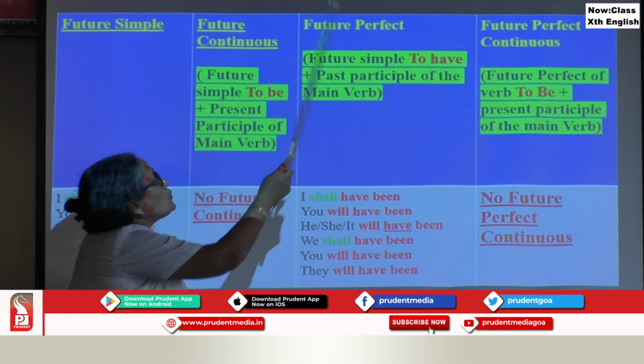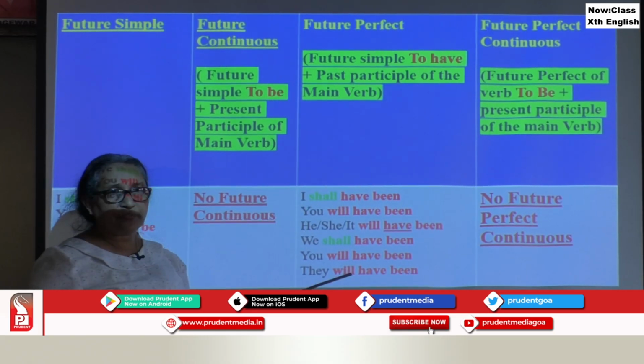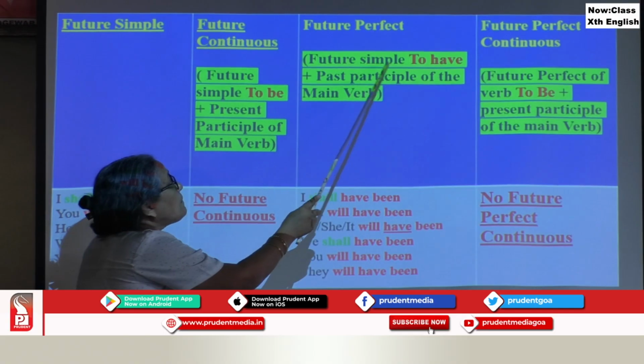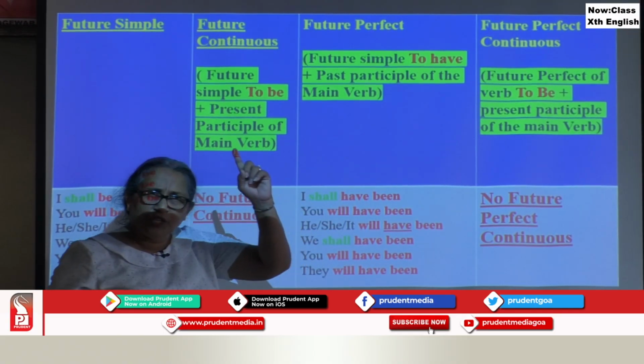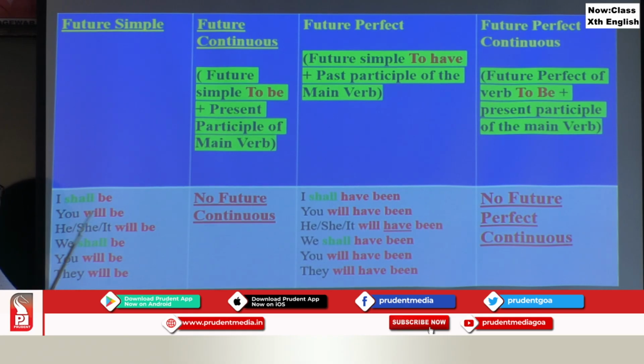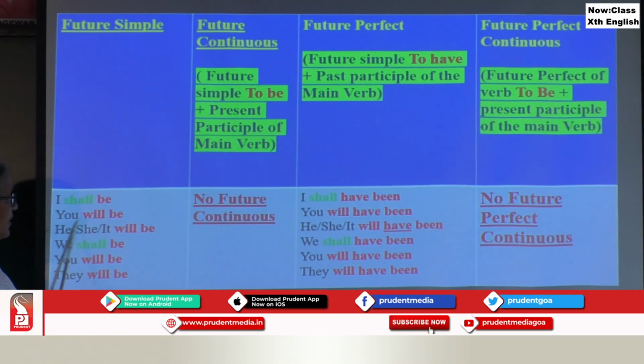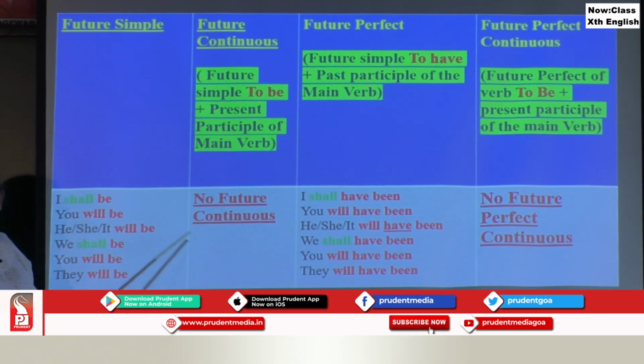Now, what is future perfect? The word perfect tells you I said verb to have. So, future simple of verb to have. What is future simple of verb to have? Future simple of verb to have is I shall have, you will have, he, she, it will have. We shall have, you will have, they will have.